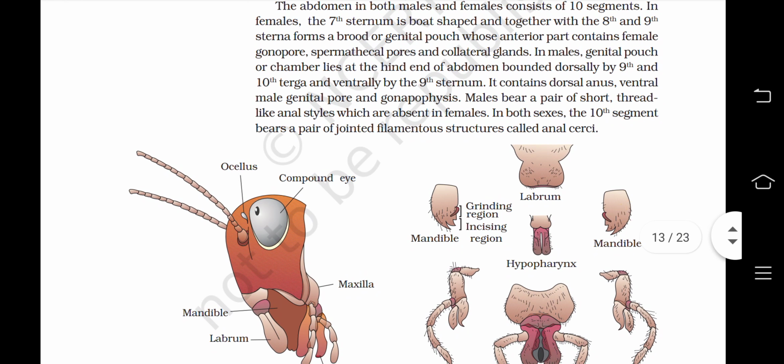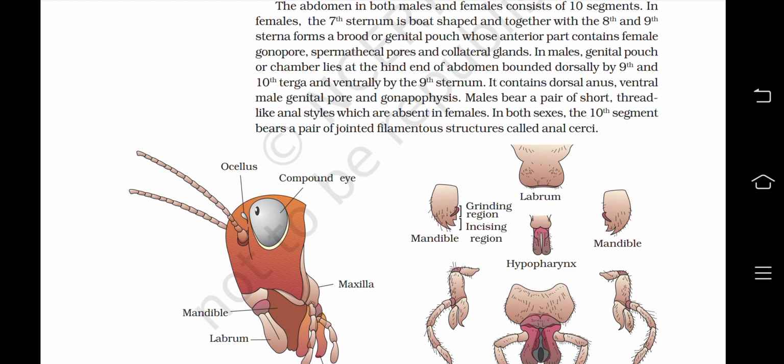In females, the seventh sternum is boat shaped and together with the eighth and ninth sterna forms a brood or genital pouch whose anterior part contains the female gonopore, spermathecal pores, and collateral glands. In males, the genital pouch or chamber lies at the hind end of the abdomen, bounded dorsally by ninth and tenth terga and ventrally by the ninth sternum.